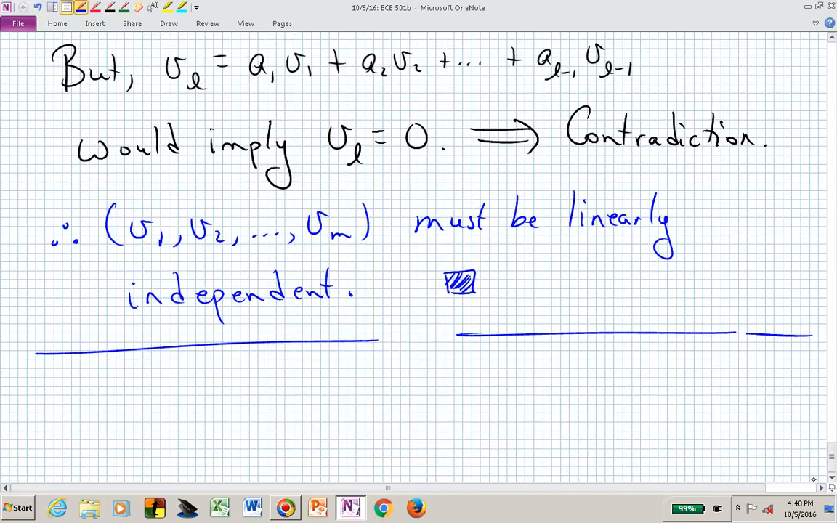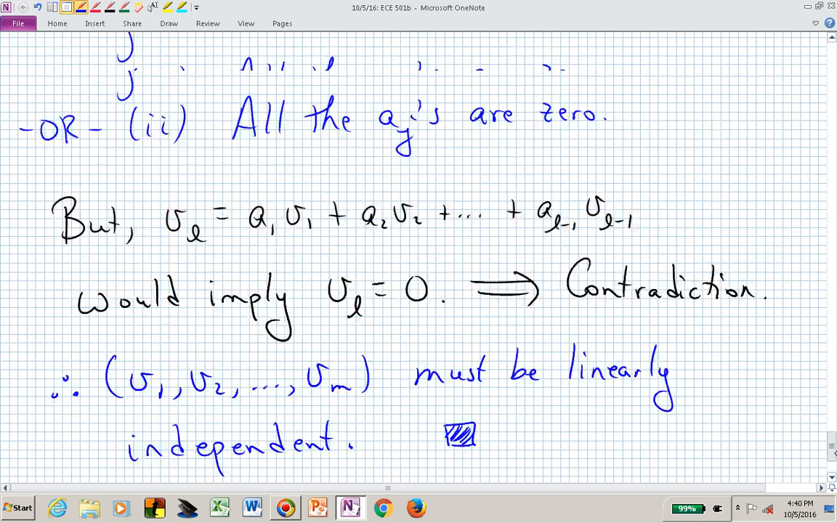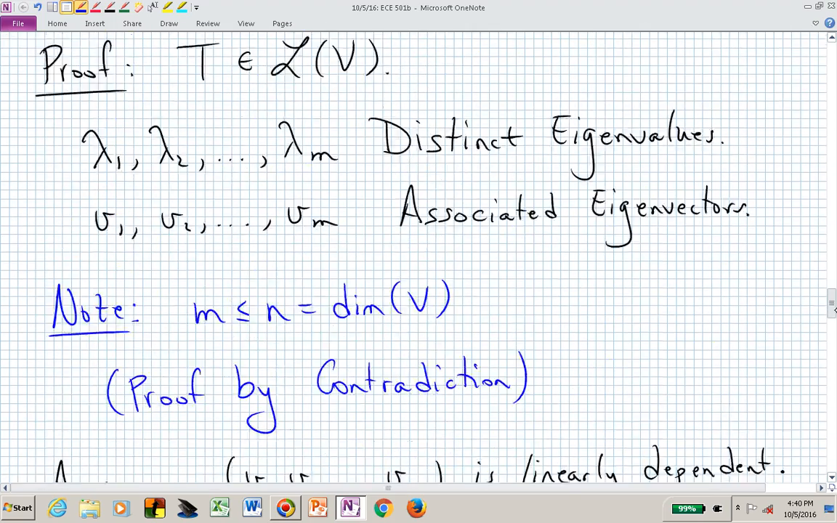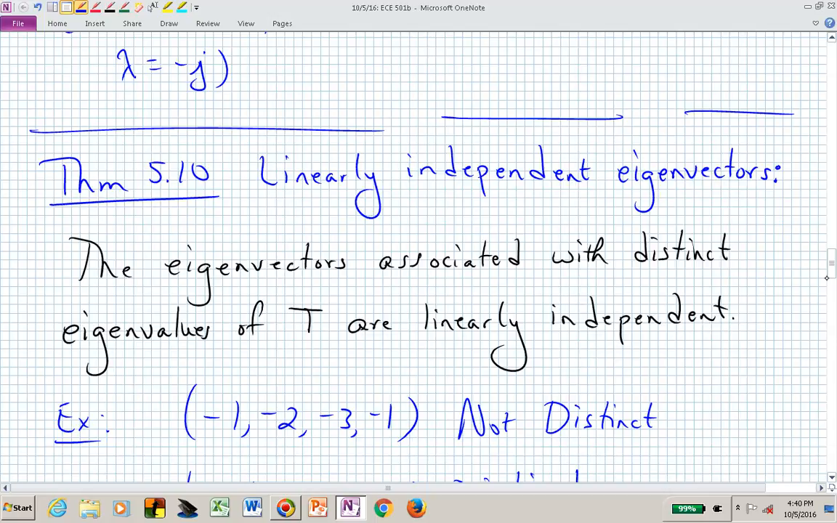What did we just conclude? Or what was that theorem? That's what you probably need to remember. That if we have distinct eigenvalues, then their eigenvectors are linearly independent. That's a pretty strong result.